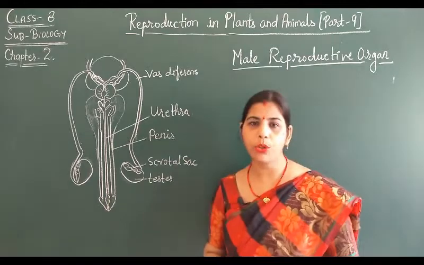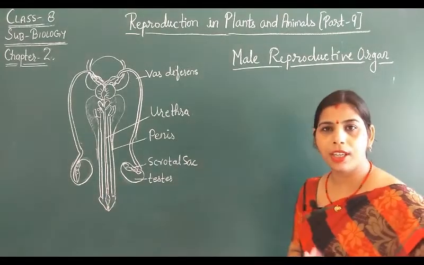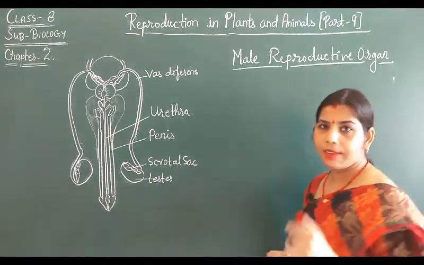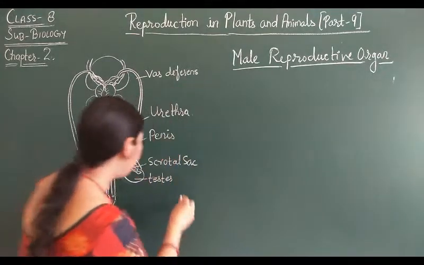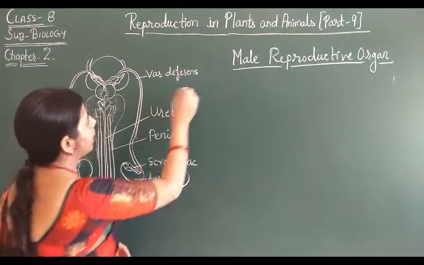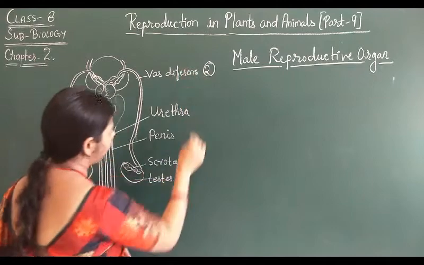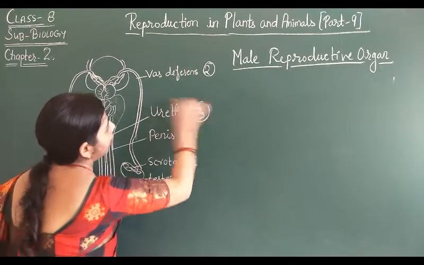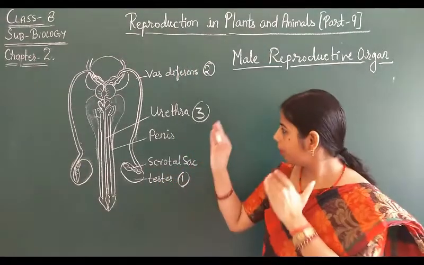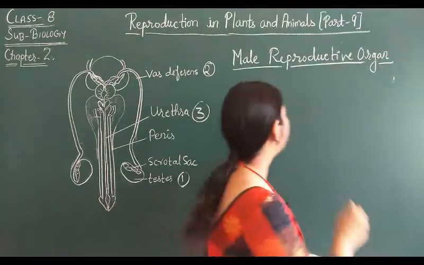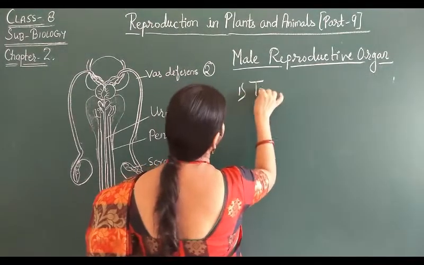If we talk about the male reproductive organ, it has three main organs that are very important. First is the testis, second is the vas deferens, and third is the urethra. These three are the main parts of the male reproductive organ. So first is the testis.